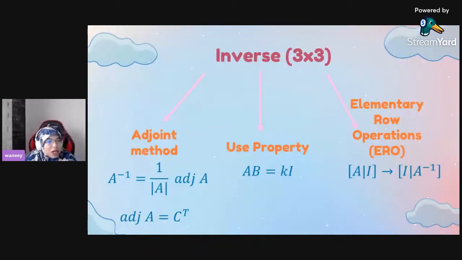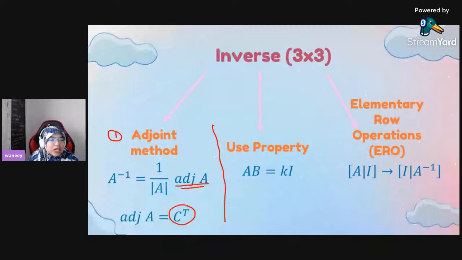Okay, so now we are going to learn about the adjoint method. So this is basically the formula that we are going to use. So firstly, A inverse is 1 over determinant of A, times adjoint of A. So what is adjoint of A? Adjoint is quite new because we haven't learned it before in 4.2. So adjoint is actually equal to cofactor transpose. So what it means is that you have to find out what is your cofactor matrix, and then from that cofactor matrix, you should transpose it to become the adjoint.